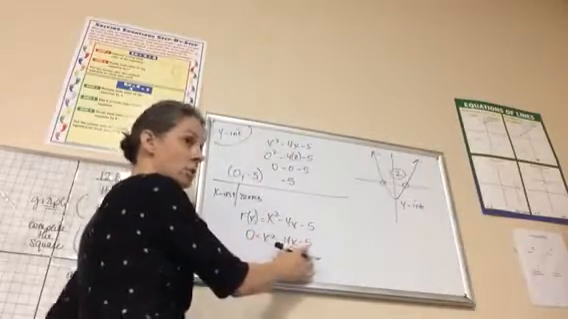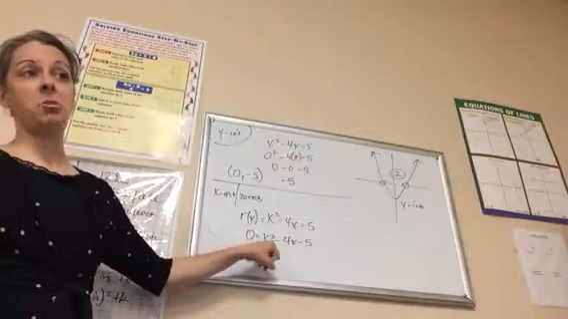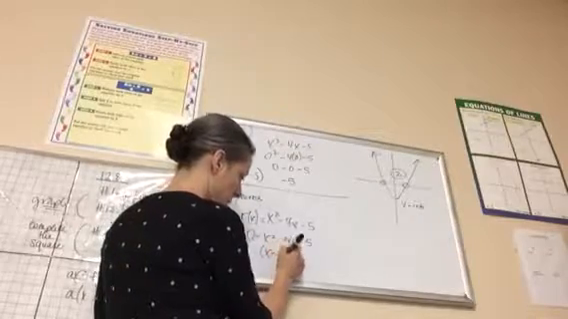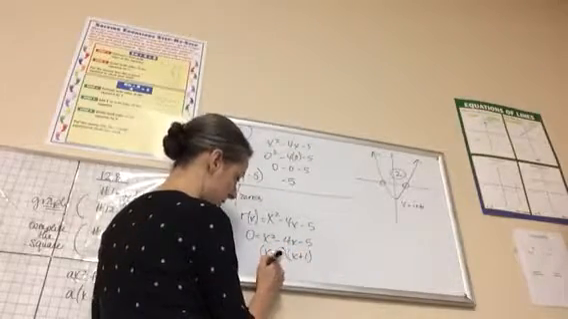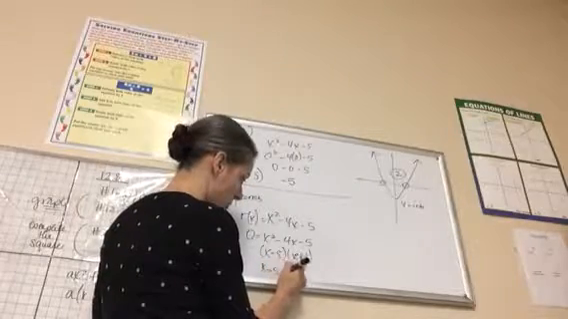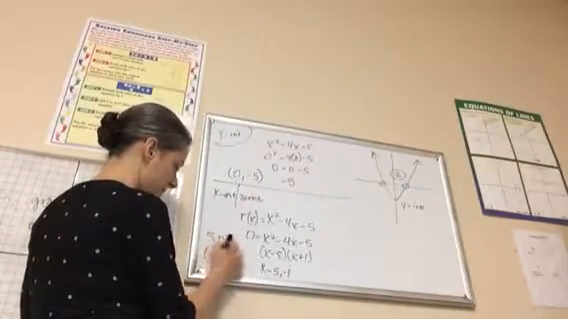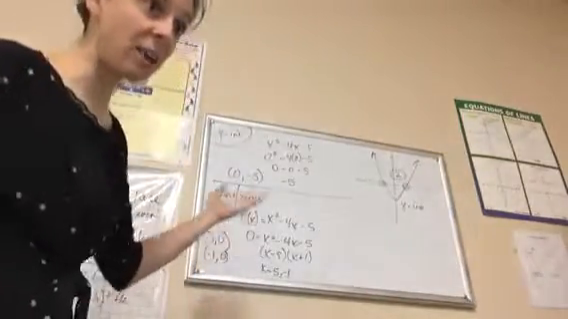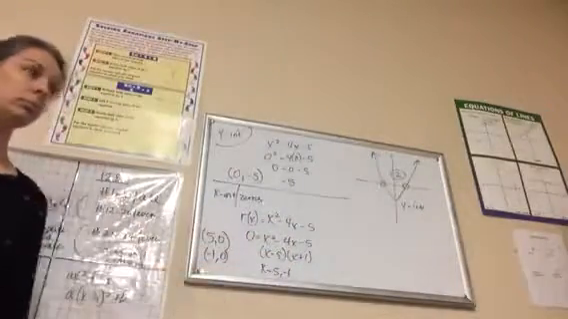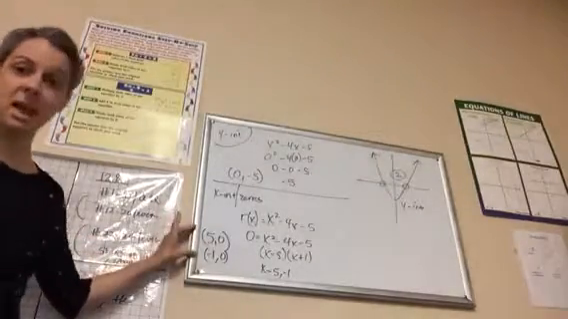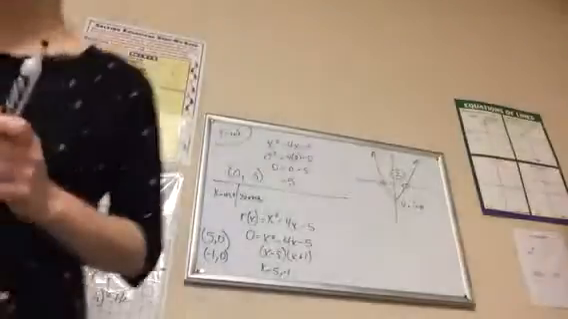Now I have 4 choices. I can take a root. No, not happening. I can factor. That'll probably happen real easily. x minus 5, x plus 1 is what I see. So that means x is equal to 5 and negative 1. So the zeros of this function are 5 and negative 1. If I wanted to write it as the x-intercepts, I would write it as a set of numbers like this.